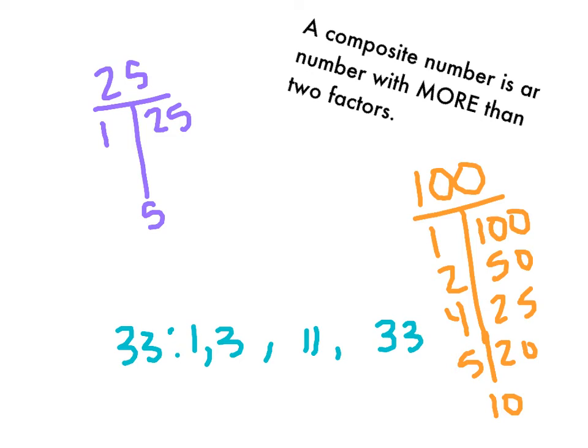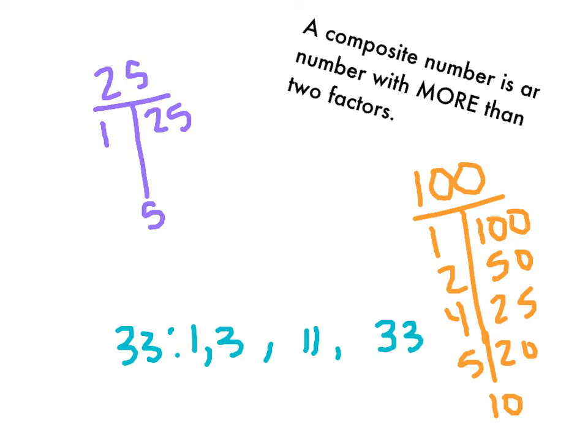So let's review. Remember that a prime number is going to have only 2 factors, and one of those factors is always going to be 1. And a composite number has more than 2 factors. So it will have 1 and itself, but it'll have additional factors as well.